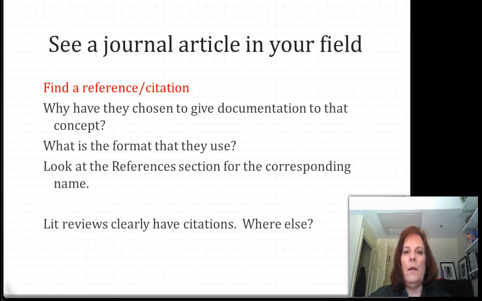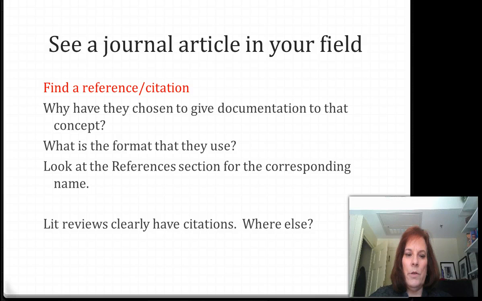Okay, let's stop and look at a journal article in your field. Would you pull out that article? Where do you see a reference or a citation? Look in the text. How have they done that? Why have they chosen to give documentation to that concept? What's the format they use in that journal article? Look at the references section and the corresponding name. So in the text, you're going to see some kind of citation, a number, a name, a last name, some kind of citation. And now look at the references section and see that as well.